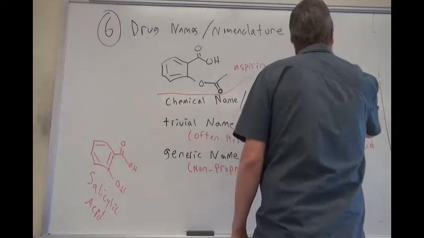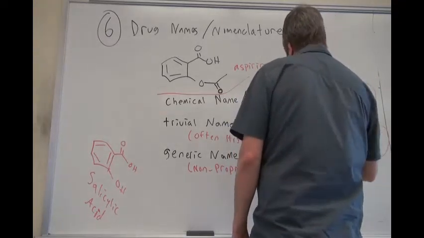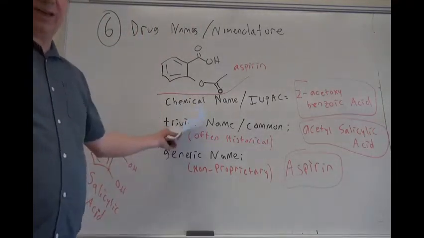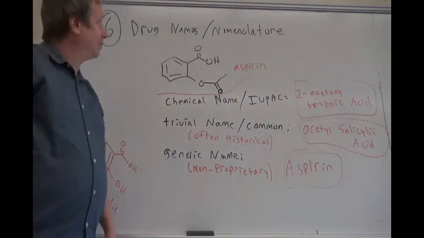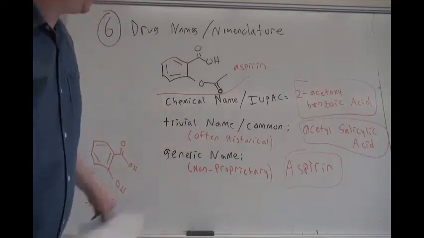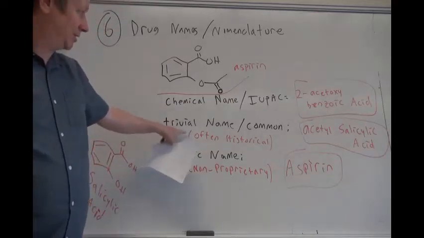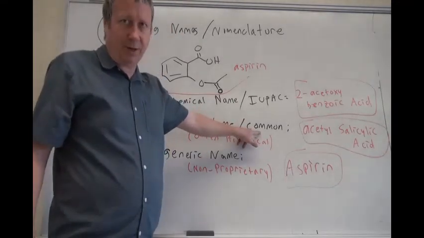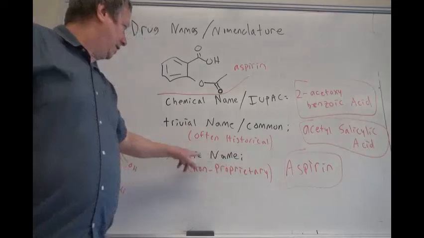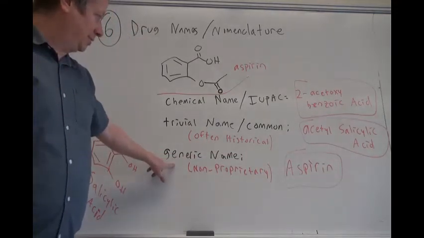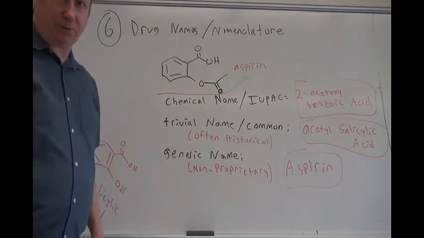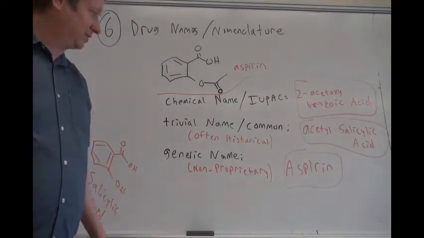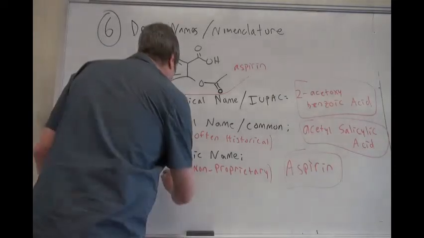Okay, so we have the IUPAC name, or we call it the chemical name. We have the trivial name, which is based on common naming in organic chemistry. And the generic name. So the generic name of this molecule is aspirin. Okay? And then are there any other naming methods for drugs? And the answer is yes. We also have trade names.